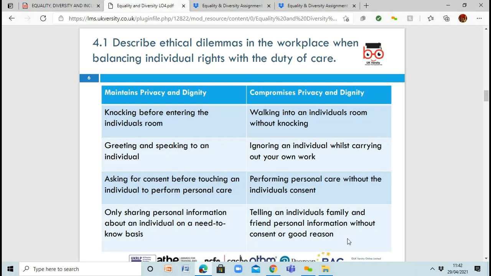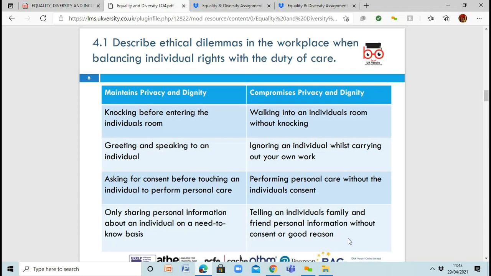And then compromising it is telling people's families and friends personal information or even medical information without their consent or without a good reason. Now, if it was a child under 16 or 18, then you telling their family members is fine. You can tell them that this person needs this, that, and the other. But for an adult, that's an issue.